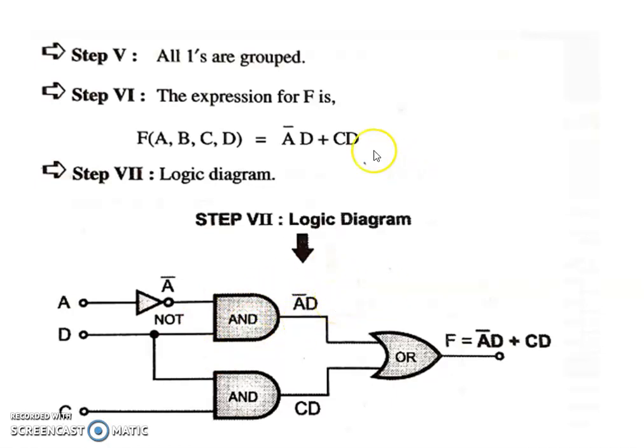Now the second group output, that is CD. So C and D are connected with the AND gate. It's your second group output, and both group outputs are connected with the help of an OR gate. So our final output is A bar D plus CD, which means sum of product. For sum of product, the logic diagram is always written with the help of AND gates connected to an OR gate. Now this is the diagram for this expression.